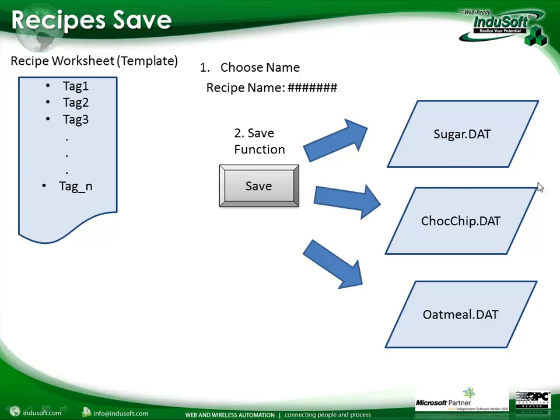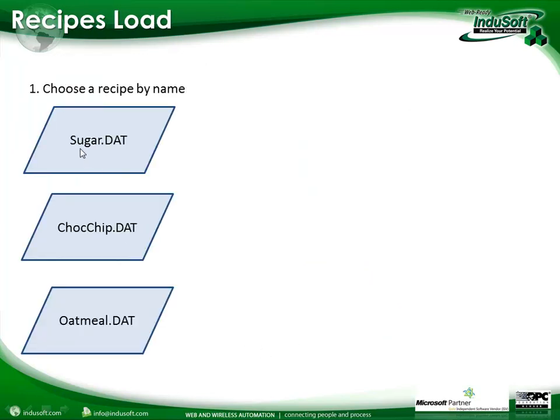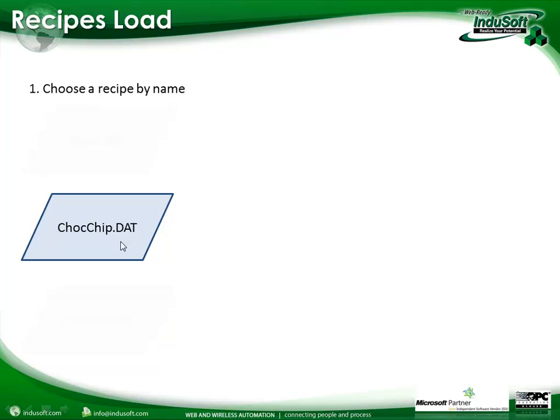So now let's take these three files that we have out on our hard drive, and how do we load those back in? So we have those three files, and then we're going to choose a recipe by name. And there's a couple of different ways we could do that. We could type it in. We just have to get that string into the file name tag name. So let's say we choose chocolate chip, and that is then the recipe name.